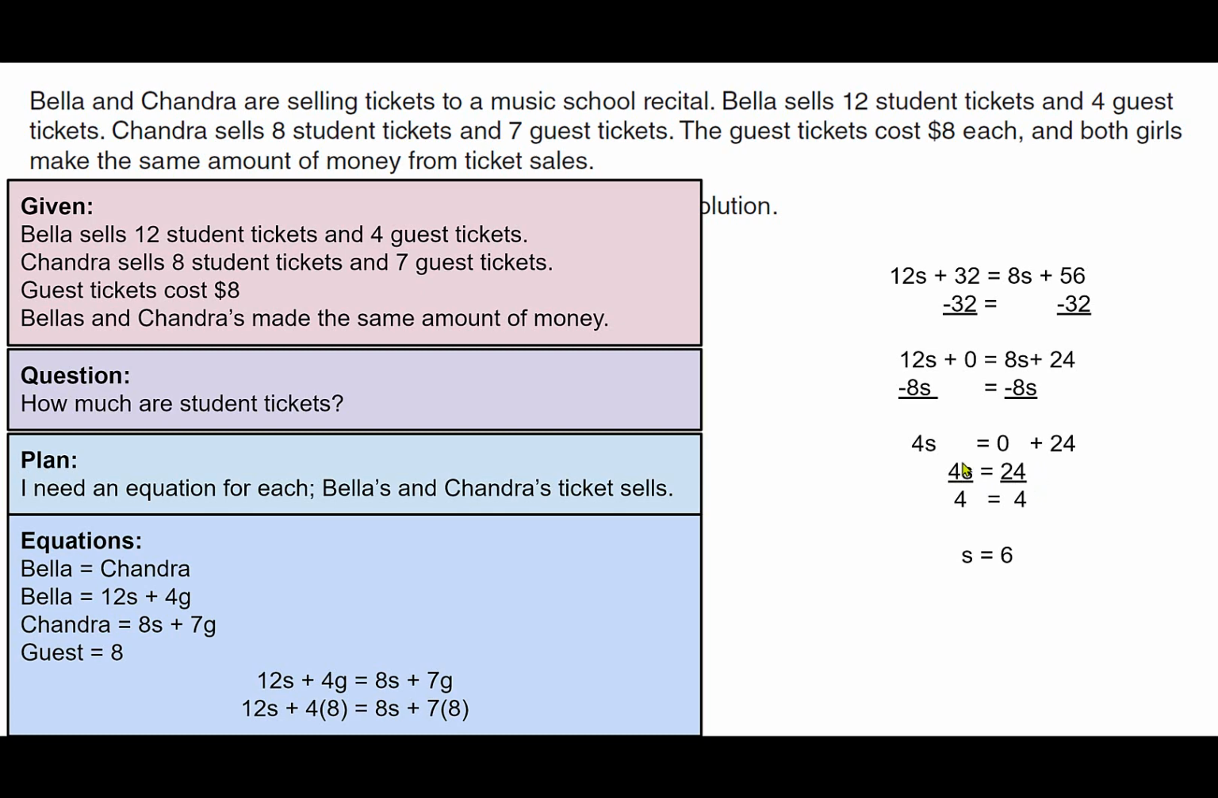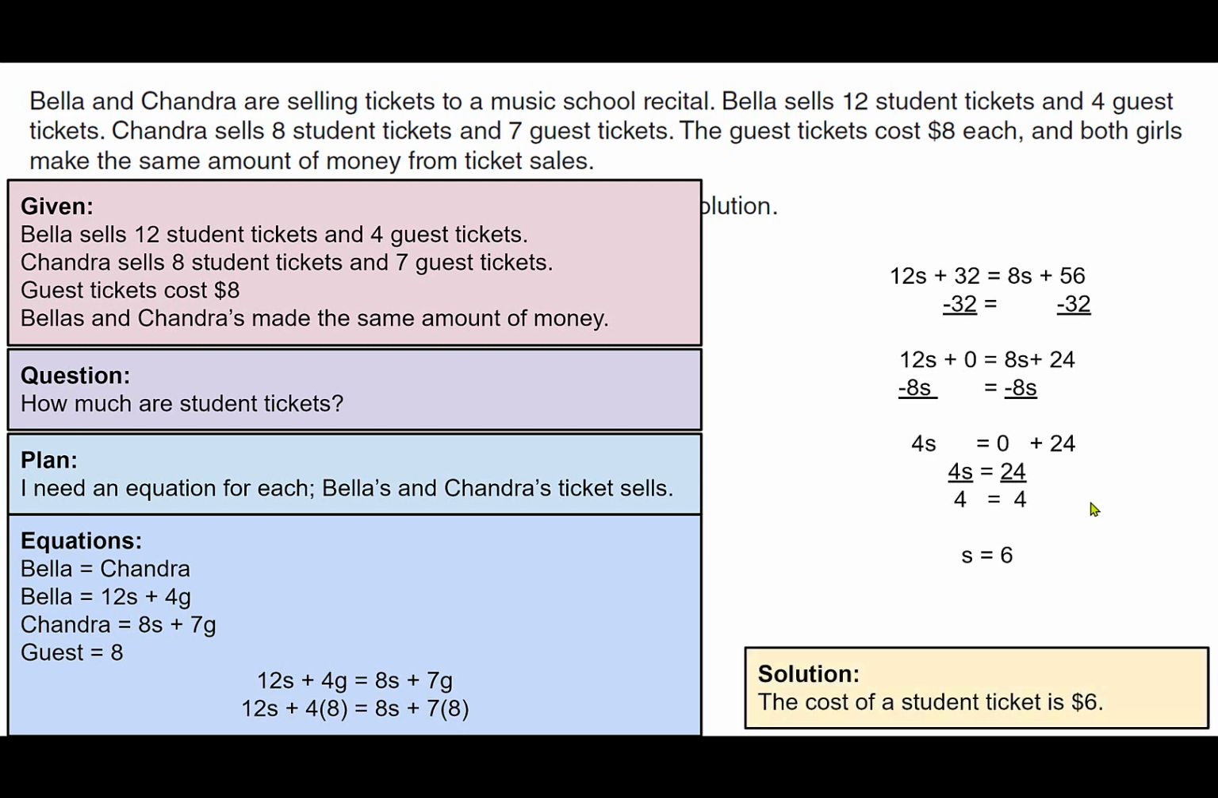That is 4 times S. The inverse operation of multiplication is division. So when I divide both sides by 4, I find out that S equals 6. And now to show my teacher that I understand what my answer is standing for, the cost of a student ticket is $6.